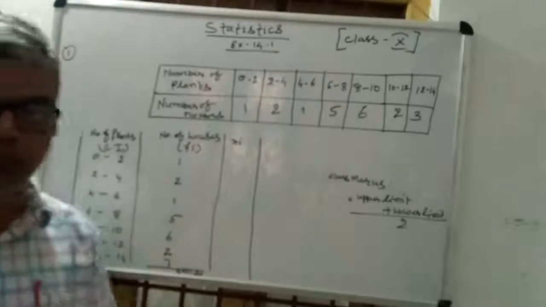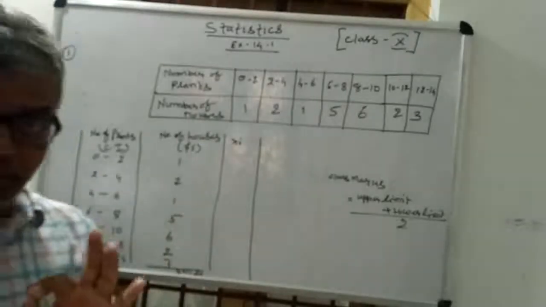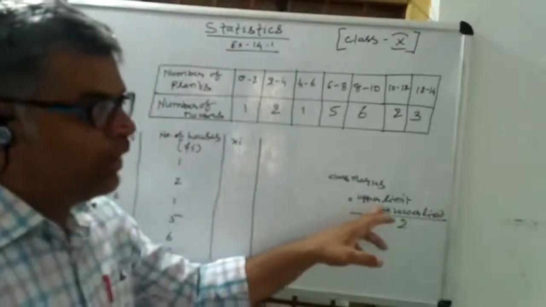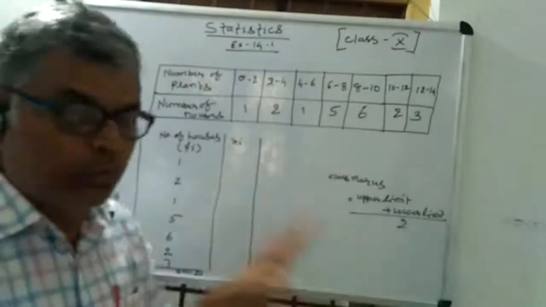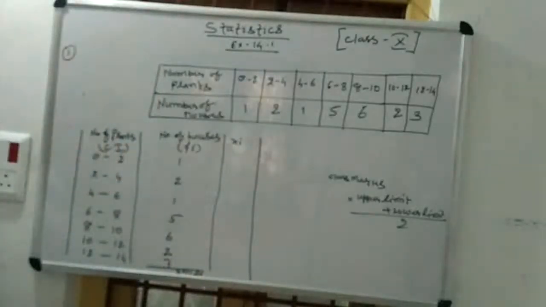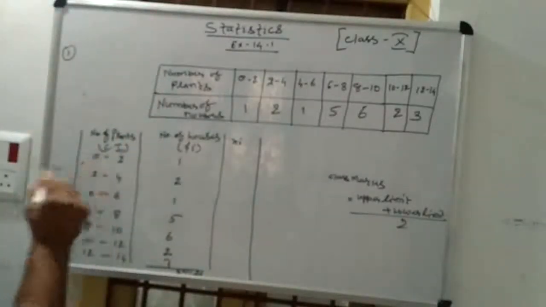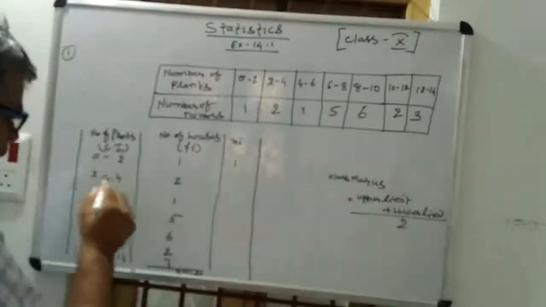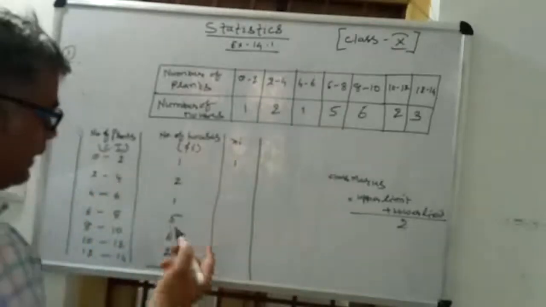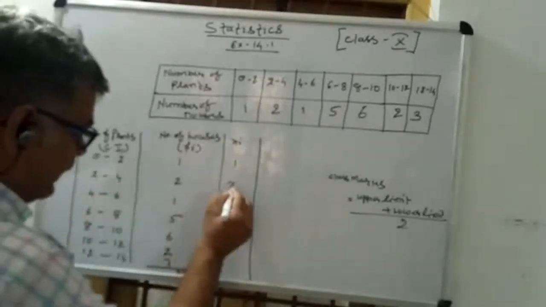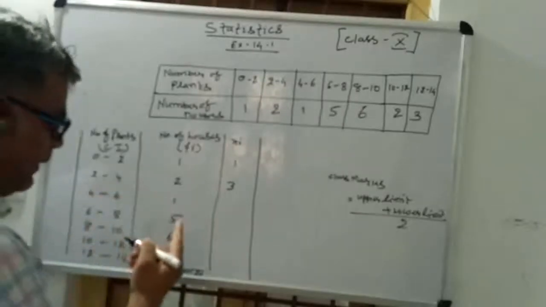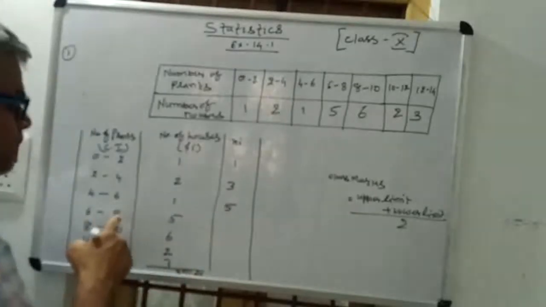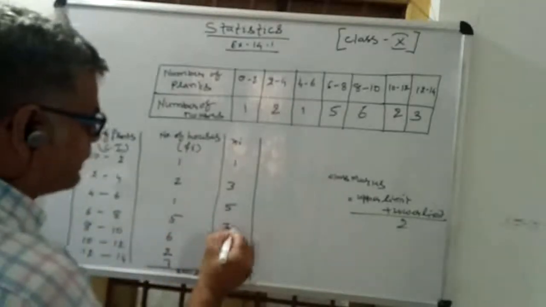Class marks is the mid value between the upper limit and lower limit, and whose formula is mentioned here. Class marks equals upper limit plus lower limit by 2. So by applying this formula, for the first class, 0 plus 2 by 2 equals 1. 2 plus 4, that is 6, 6 divided by 2 will be 3. 4 plus 6, that is 10, divided by 2 will become 5. 6 plus 8, which is 14, divided by 2 will become 7.